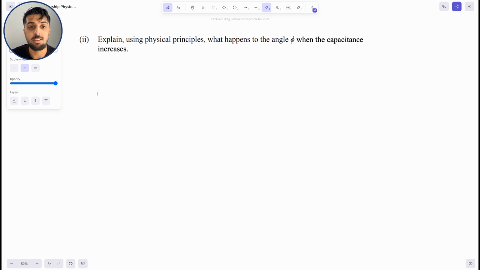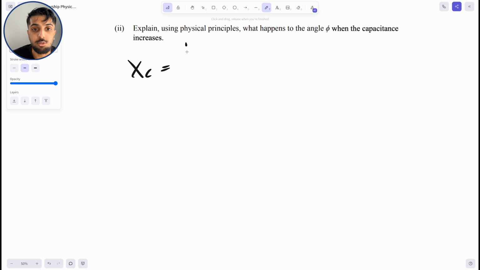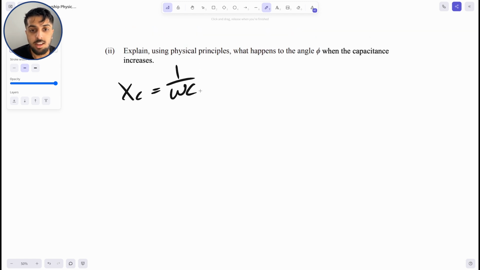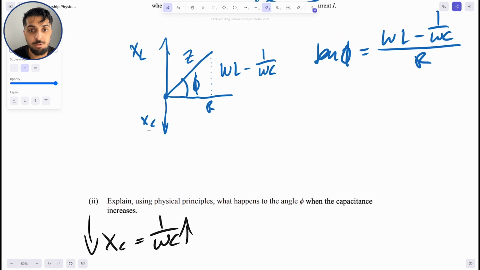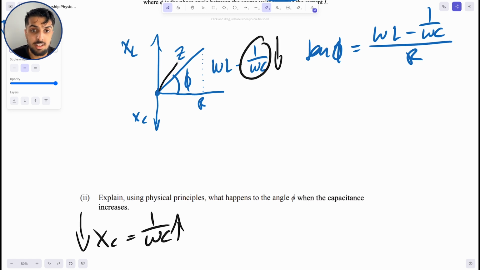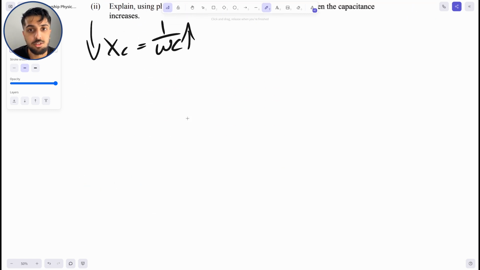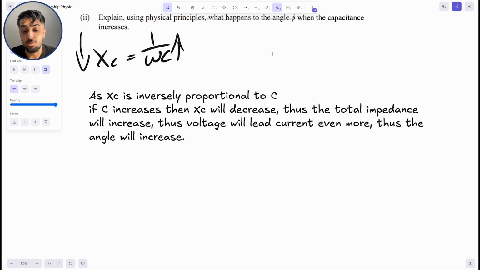Okay, so as XC is equal to 1 over omega C, if capacitance increases, then XC must decrease. And if we look at our phasor over here, if this decreases, this line right here will be taller, and therefore the angle of phi would increase. So let's put that in words. As XC is inversely proportional to the capacitance, if capacitance increases, then XC will decrease. Thus the total impedance will increase, therefore voltage will lead current by even more. Thus the angle will increase.